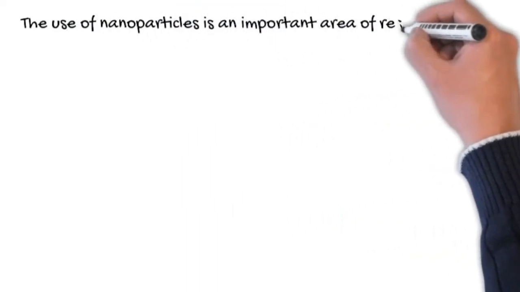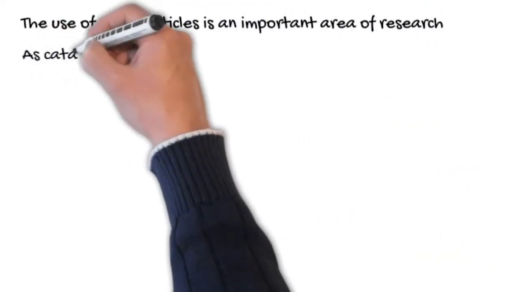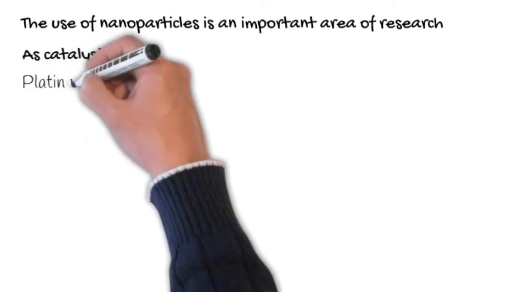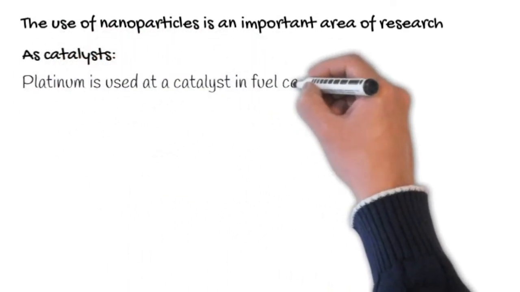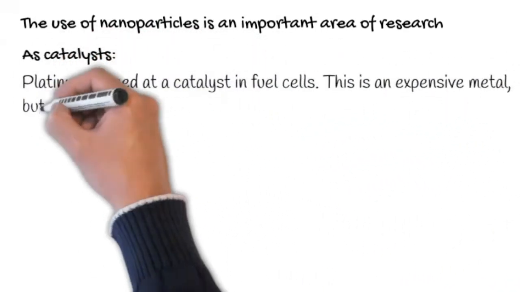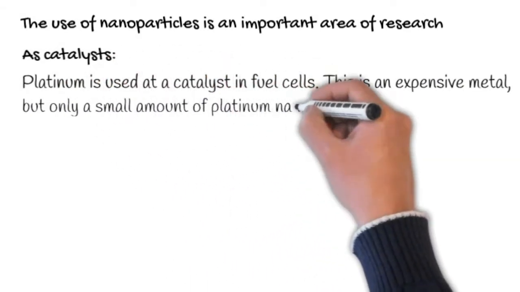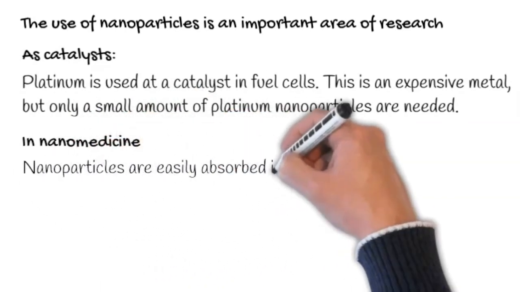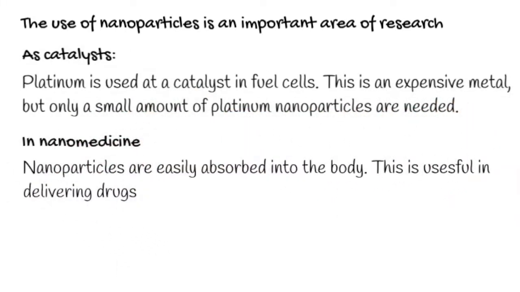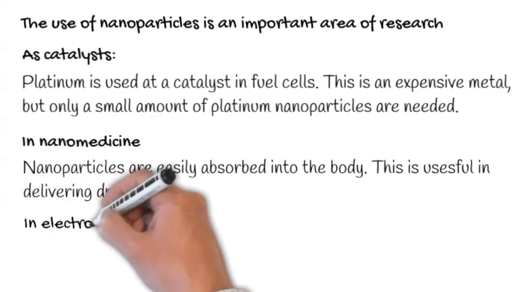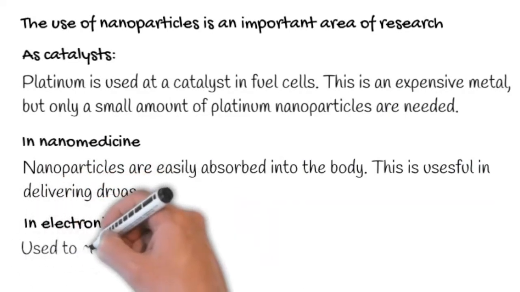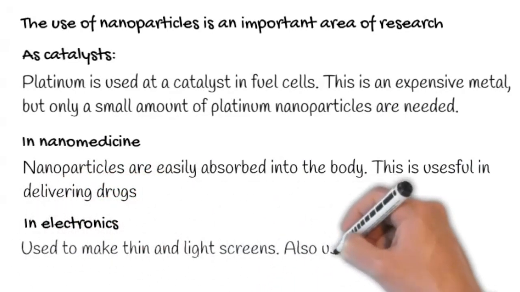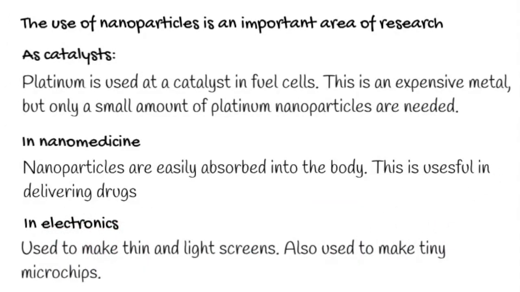The use of nanoparticles is an important area of research. As catalysts, for example, you have platinum, which is used as a catalyst in fuel cells. This is an expensive metal, but only a small amount of platinum nanoparticles are needed, so it's much cheaper. And in nanomedicine, nanoparticles are more easily absorbed into the body, so this is useful if you're delivering drugs. Or in electronics, where they're used to make thin and light screens, and also tiny microchips that can store lots.